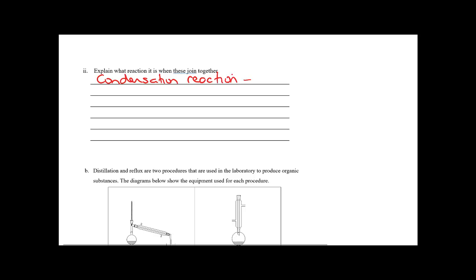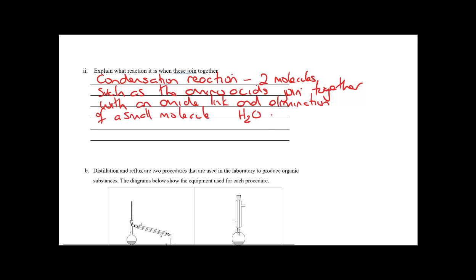You should describe it as when two molecules, such as the amino acids, join together with an amide link, and that with the elimination of a small molecule. Okay, and that small molecule in this case is H2O. Now, if this was a polymer, I would talk about how that joining together happened with many repeating units to make a long chain.